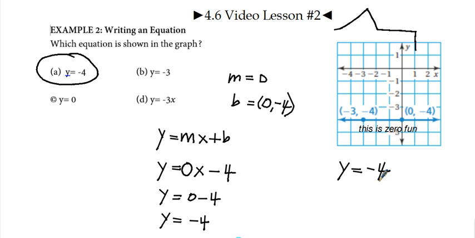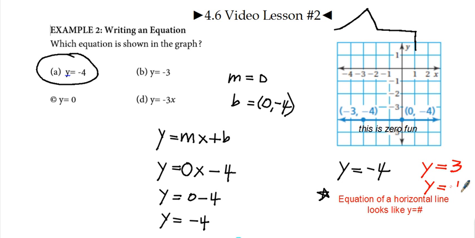And here's a hint that you can always remember. Always, for horizontal lines, their equation is y equals a number. This is something that will be very helpful to remember. So if you have an equation like, I don't know, y equals 3, it's a horizontal line. y equals 1/2, that's got to be a horizontal line. y equals -6, that has to be a horizontal line. Any equation that says y equals a number is always a horizontal line. Big hint, okay?